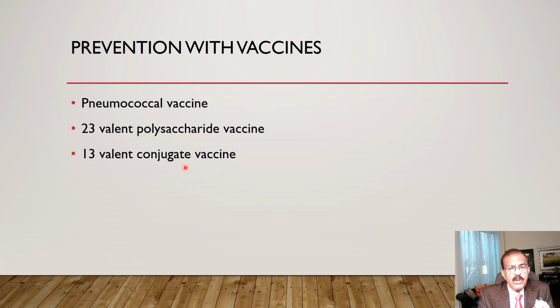Now this is modified, and due to conjugate technology, the penetration of bacteria is much better. So you get better immunity with 13-valent vaccine as compared to 23. This gives you broader coverage. This gives you deeper coverage. So it makes good sense to take both vaccines 6 months apart.